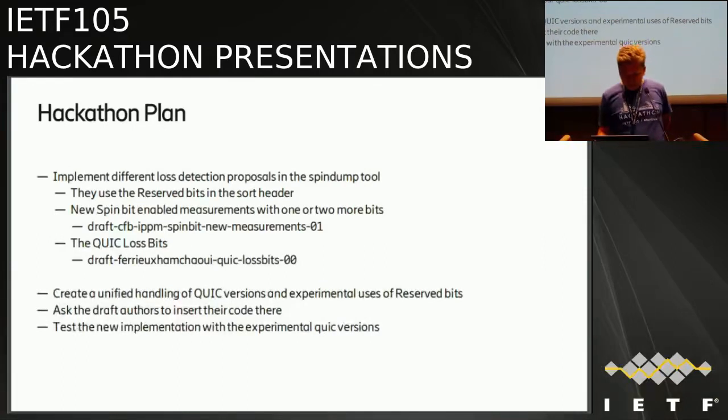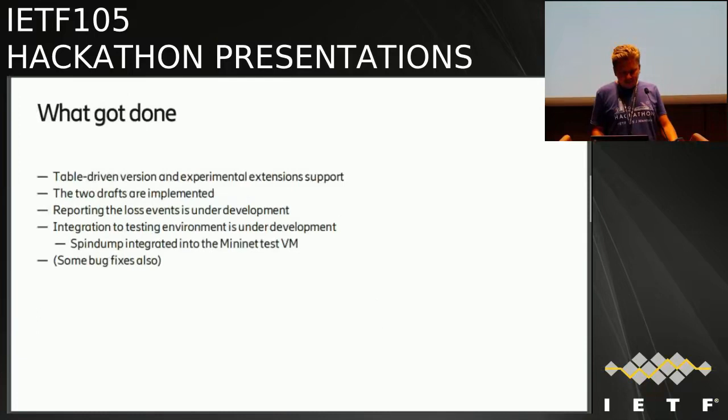So we needed also to create some sort of unified handling of quick versions, because we now start to see a lot of different versions and different uses of these experimental bits. And yeah, that's basically what we tried to do. And what got done was that we made a table-driven version of experimental and non-experimental quick versions. We implemented 2 drafts of these loss measurement bits, and we are currently developing sort of reporting of loss measurement events in our tool.